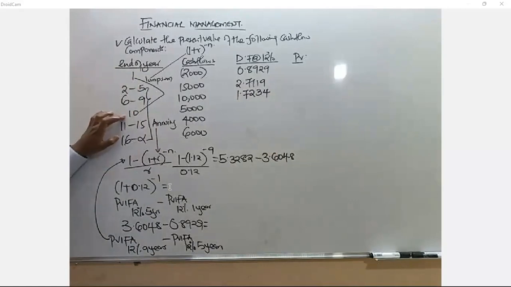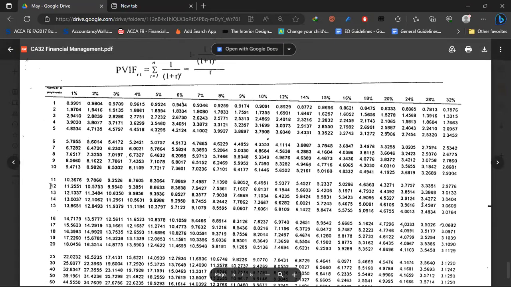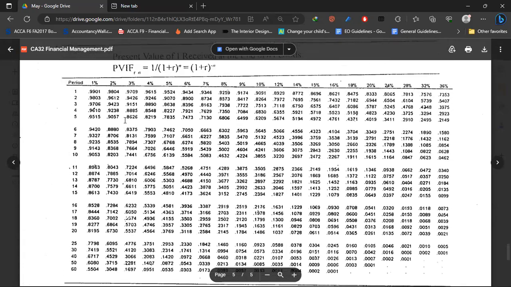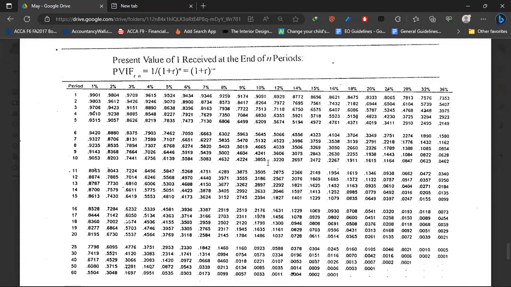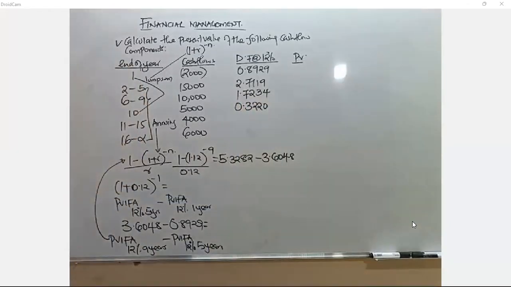What is happening to this one? We said this one is a lump sum. So how am I going to be checking it from the table? Very simple. In this case, when you look at the table, we are saying 10, 12%. Under the table for lump sum, you can see 10, 12%. Where is our 12? Correct, now it is visible. 10, and then you come this way. 0.3220. Correct. I know that one you have gotten.